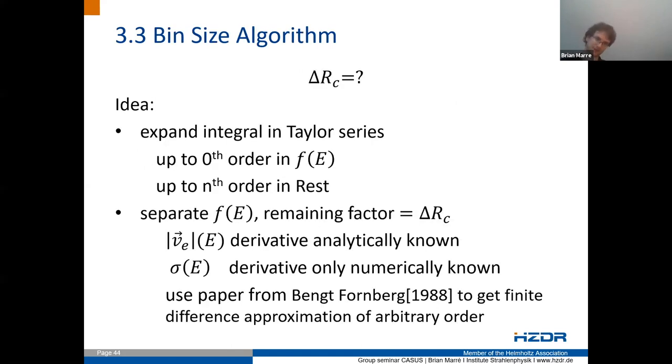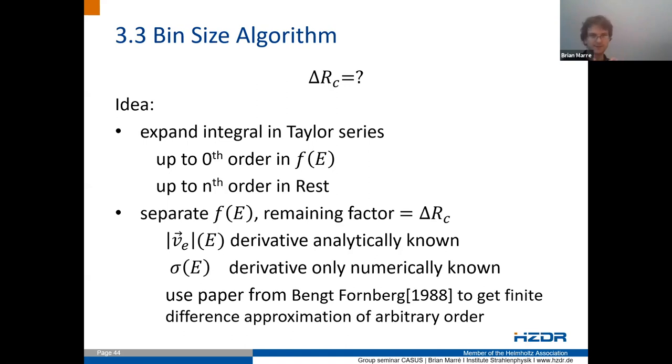In principle, the idea I'm following is I'm expanding the integral in a Taylor series up to zeroth order for our actual electron distribution, because we don't actually have this specific value, and an arbitrary order for the rest. Then, due to the way we expanded our integral, we can separate the integral into two factors. The first one being our electron distribution, and the second one being everything else. And then we simply say, okay, this factor is a measure of our relative error. At least higher orders for this factor are a measure of our relative error. And that's what I'm, in essence, using.